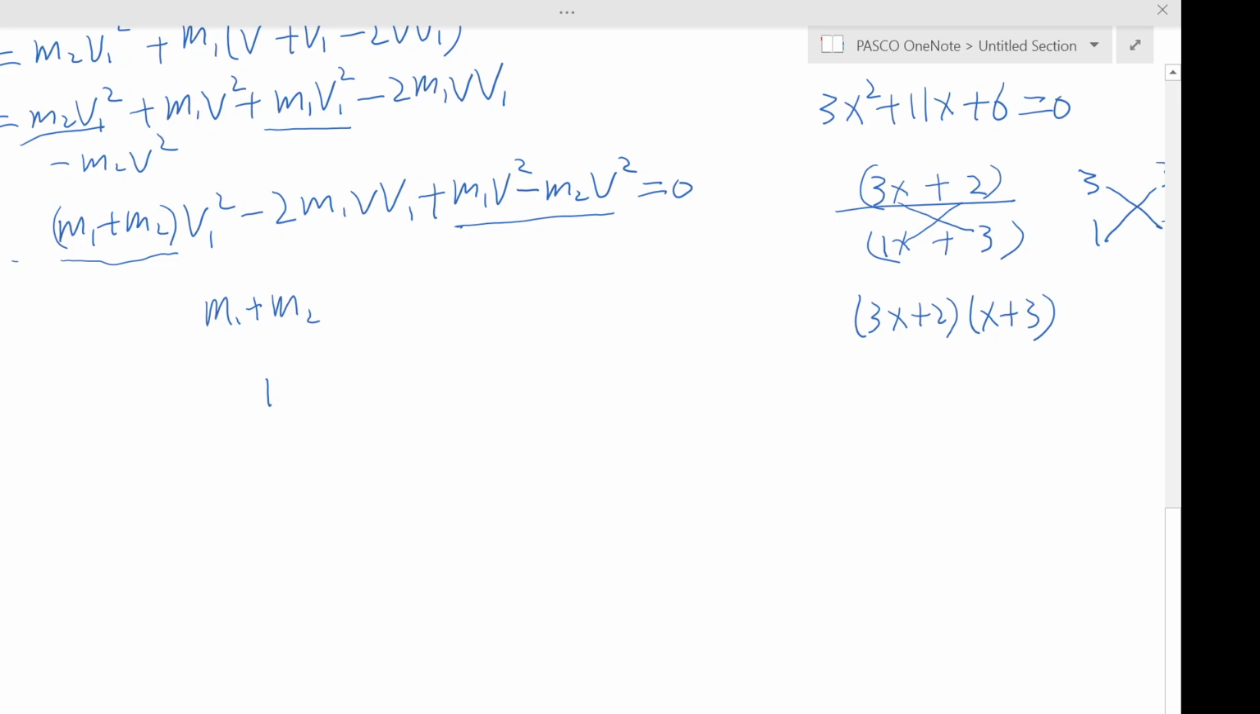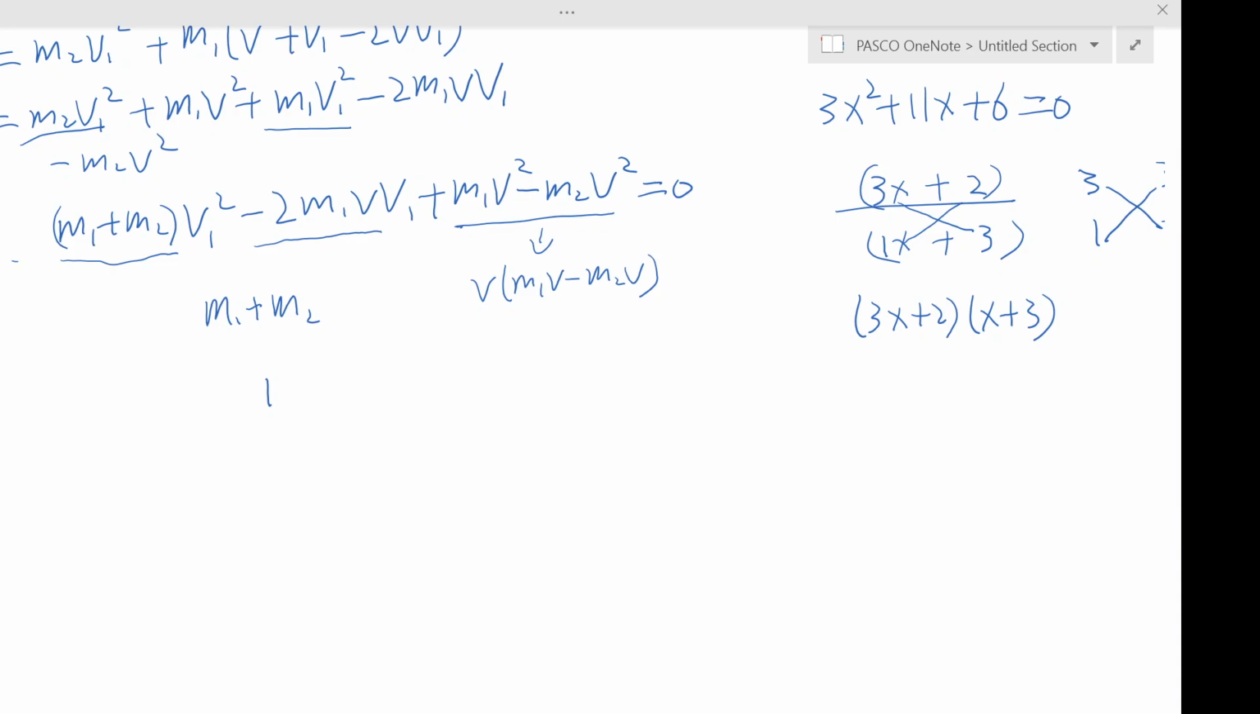But eventually you need to get the middle term, which is negative 2m1v. You cannot have v squared in here, because eventually your answer only has v. So apparently you're going to break it up into m1v. So you can factor it first. Just take one of the v out. You have m1v minus m2v.